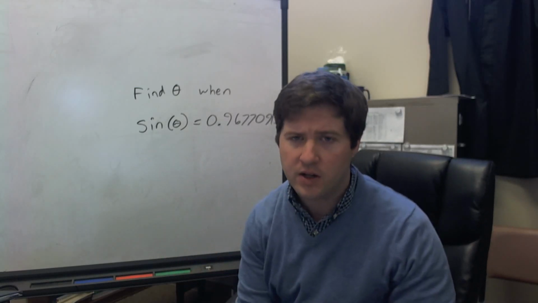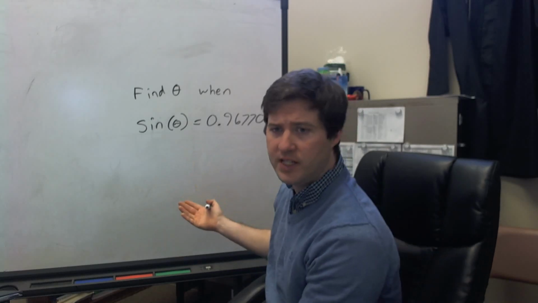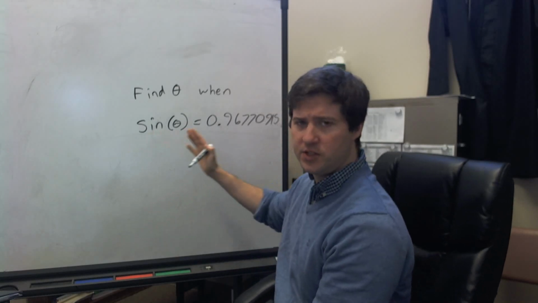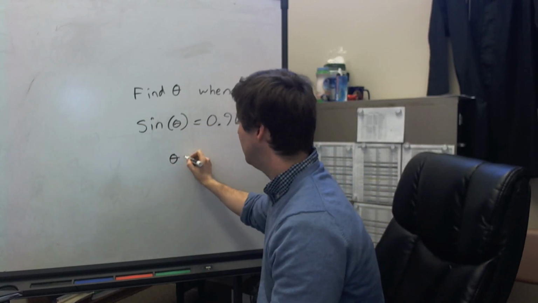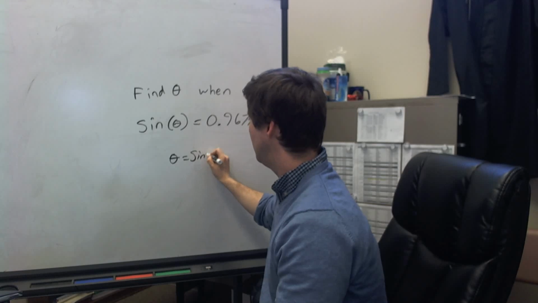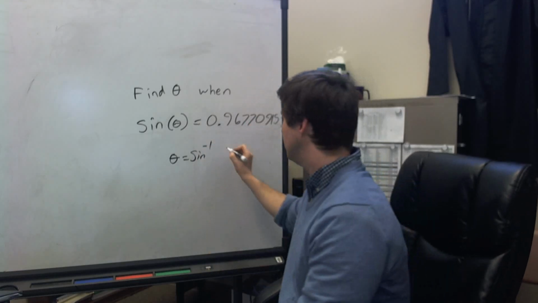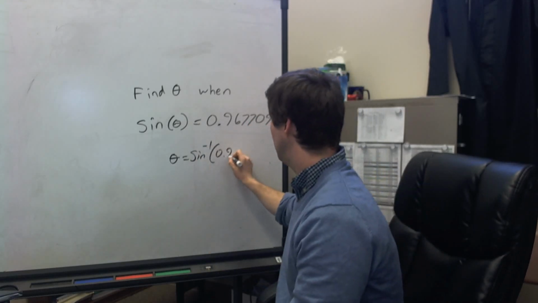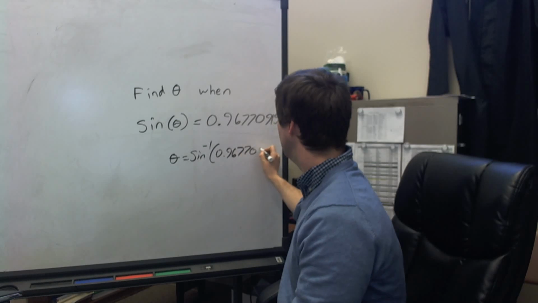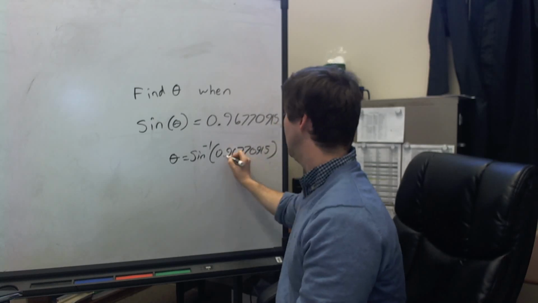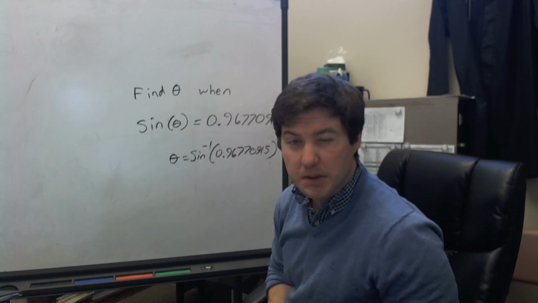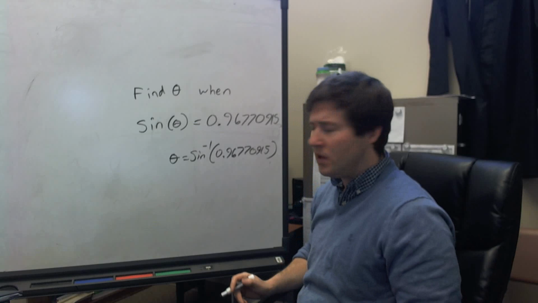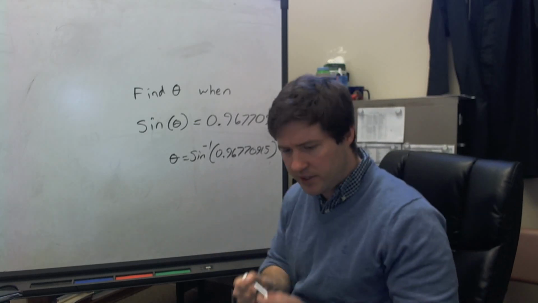Since we've talked about reference angles now, we can talk about this in terms of reference angles. So first off, just the straightforward part. I take my inverse function. I get that theta is sine inverse of 0.96770915. So plug it in your calculator, nothing to it.